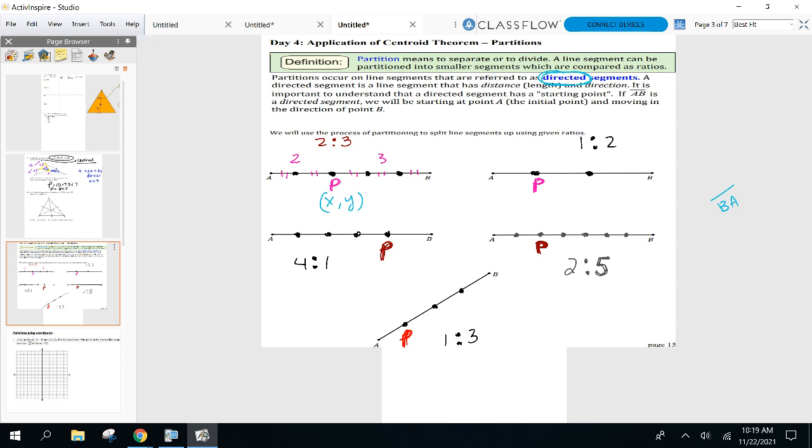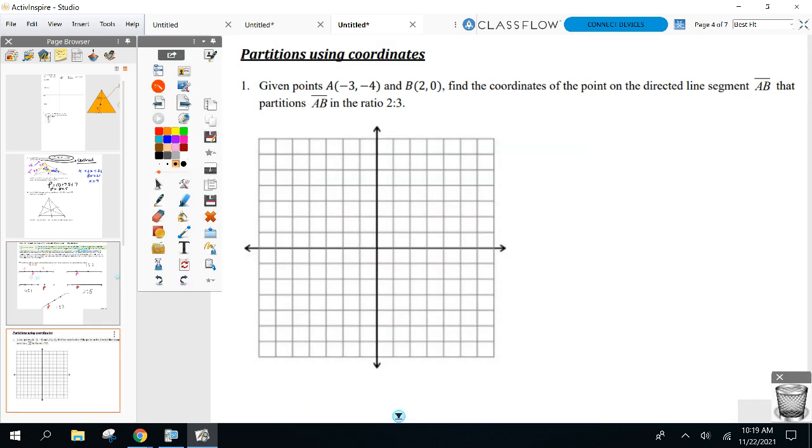So here we go. Make sure your calculator's all fired up, turned on. All right, I'll give you a second. Go ahead and graph point AB. And we will talk.